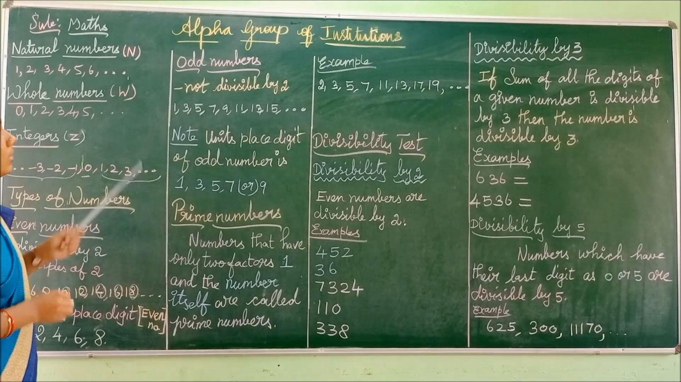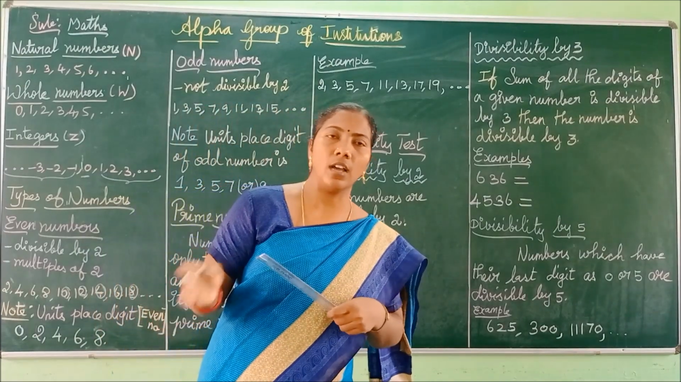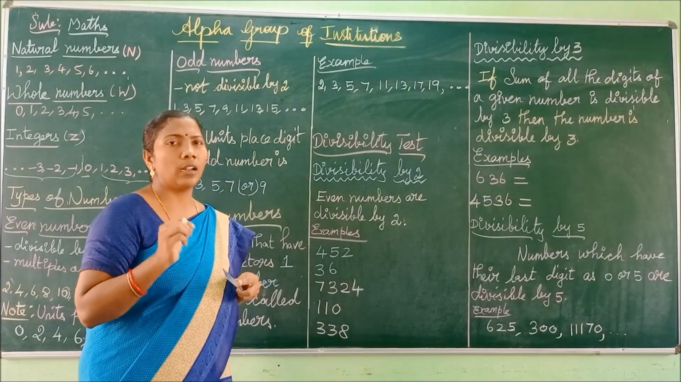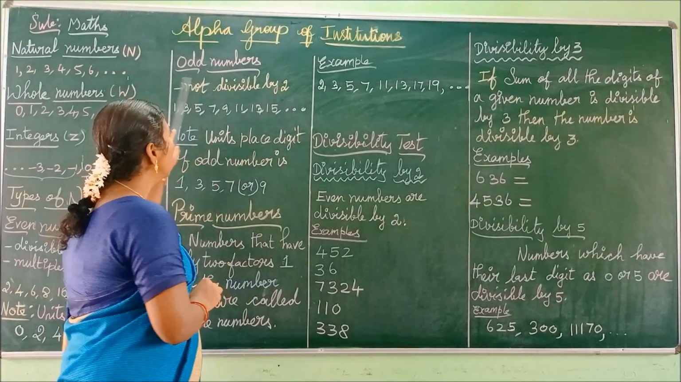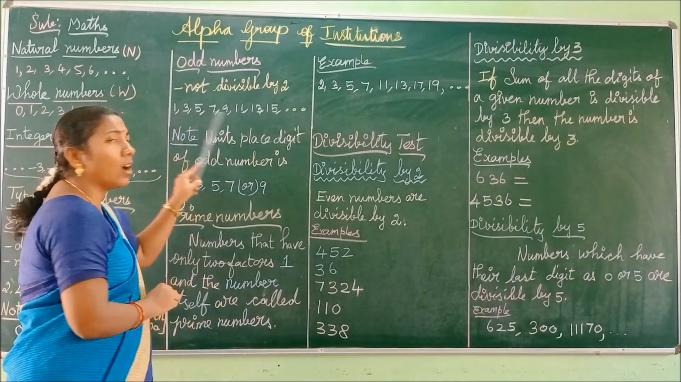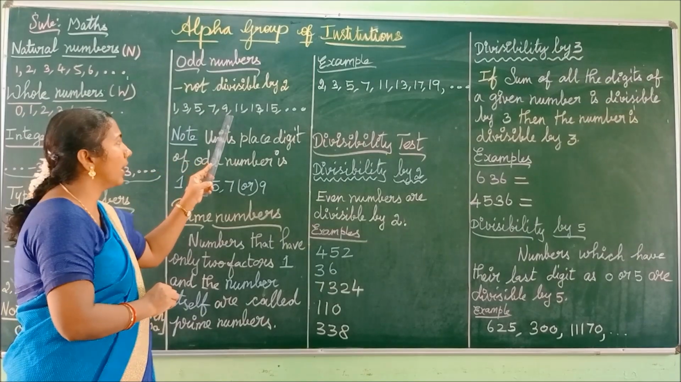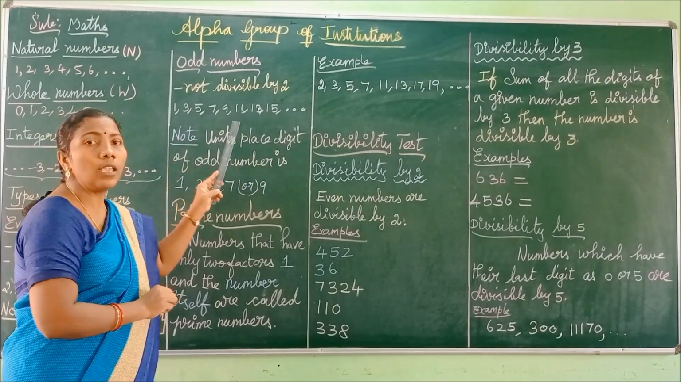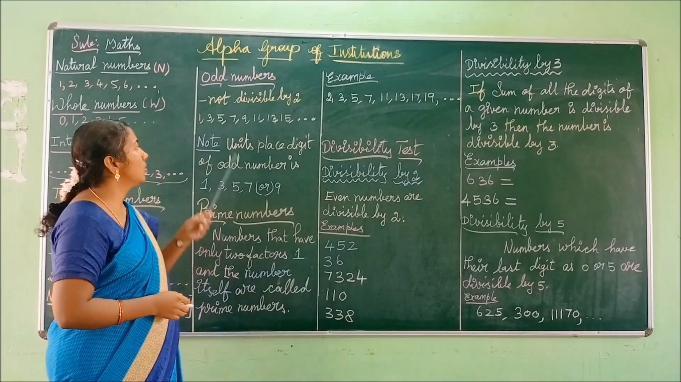Okay. Next we are going to see odd numbers. Numbers which are not even are said to be odd numbers. We can also define the odd numbers as numbers which are not divisible by 2. See here, these are the odd numbers: 1, 3, 5, 7, 9, 11, 13, 15, etc. These are the odd numbers. Do you understand, children? You have to note this, children.